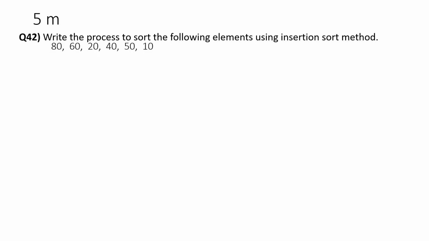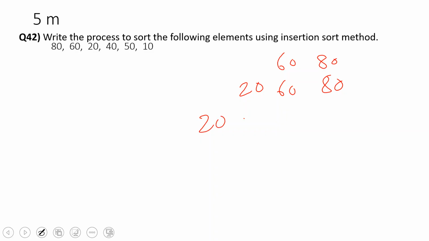For this, in the first step, what is the arrangement? In the second step, what is the arrangement? In the third step, what is the arrangement? Like this you have to write, so you have to practice. This is called tracing. In the first step, it is 60, 80. In the second step, it is 20, 60, 80. In the third step, 20, 40, 60, 80.